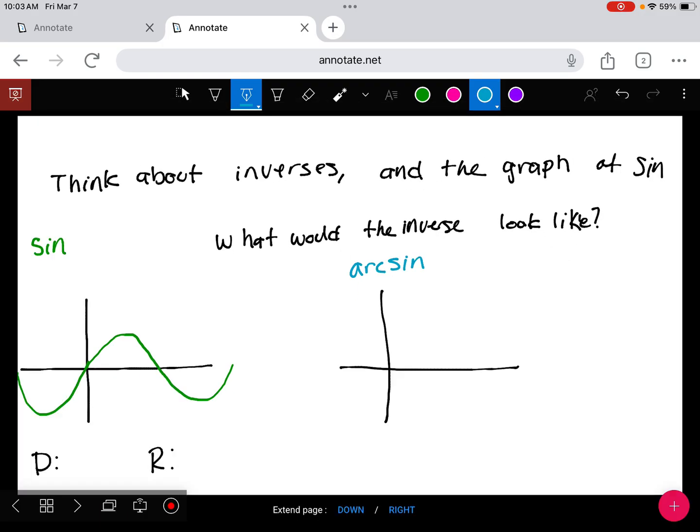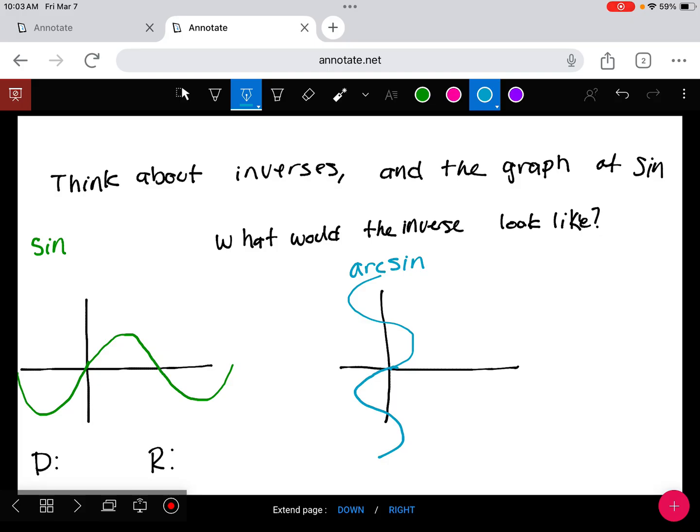More specific. Flip it how? Yeah, it's going to go kind of like this, right? That's what the inverse will look like. Is that a function? No. Like really, really no.